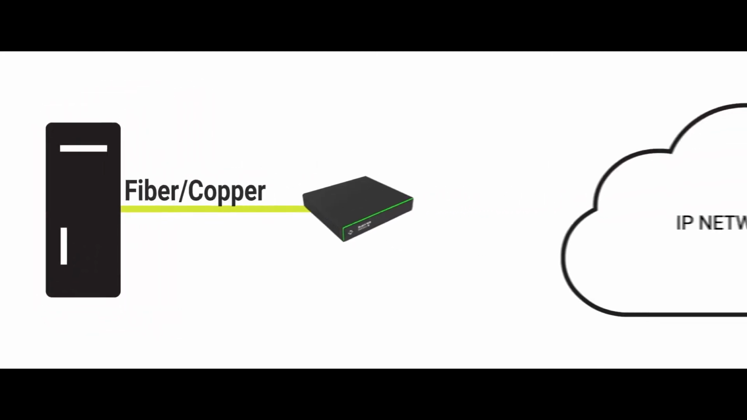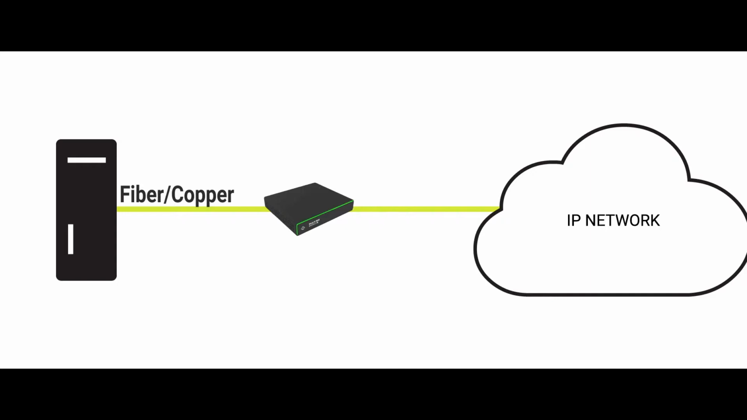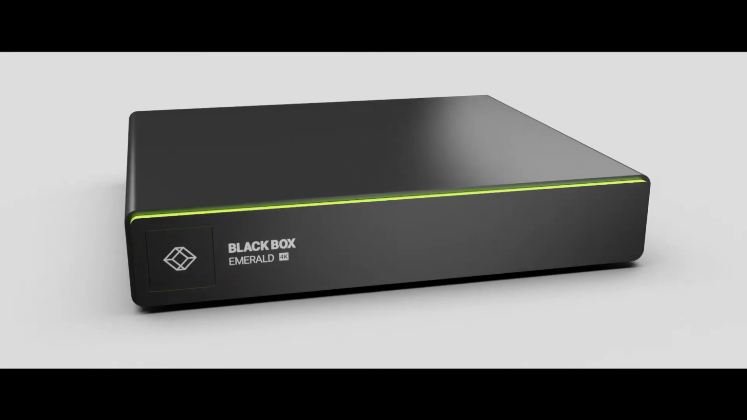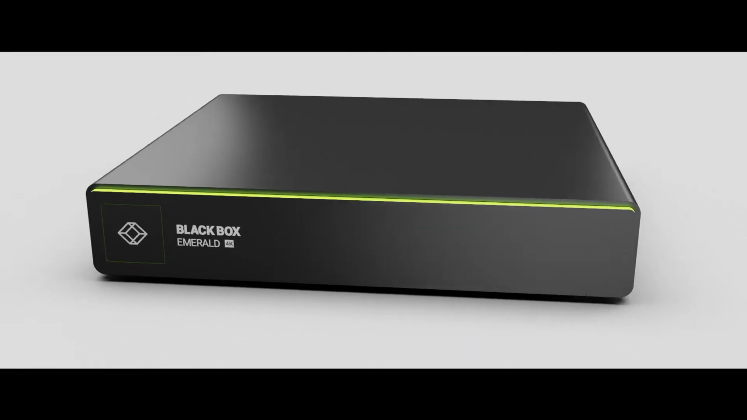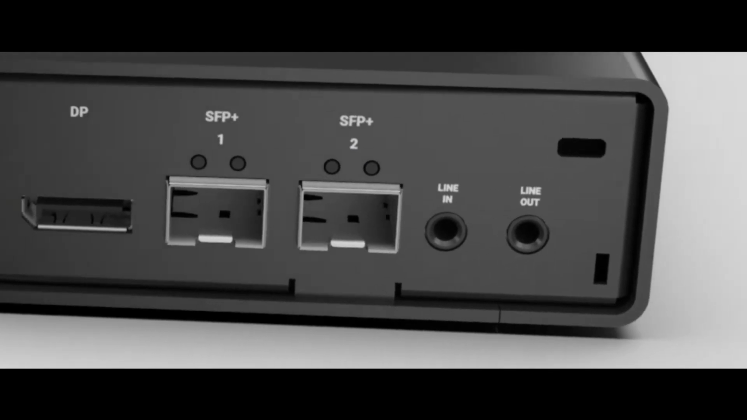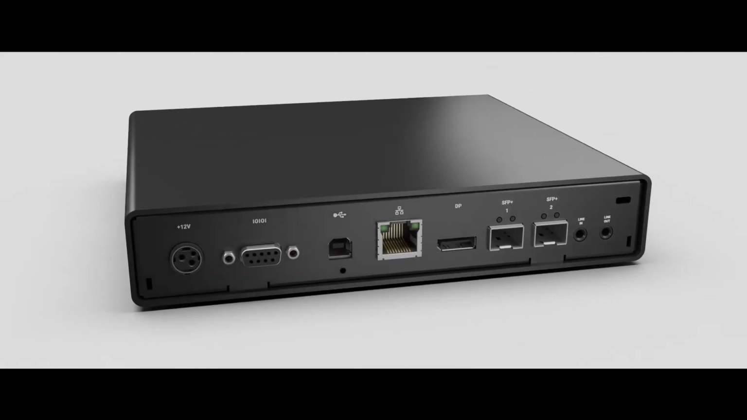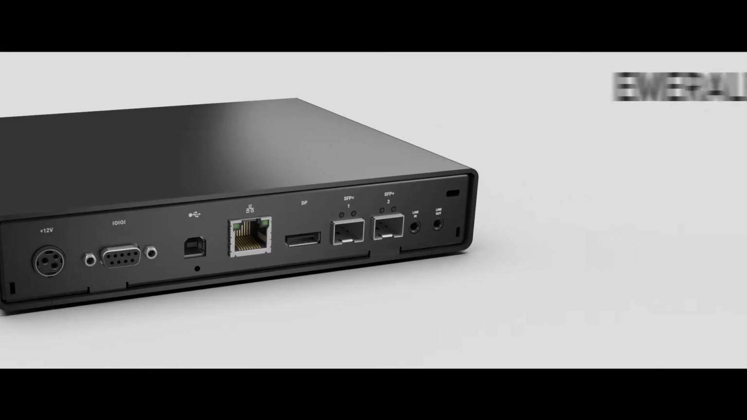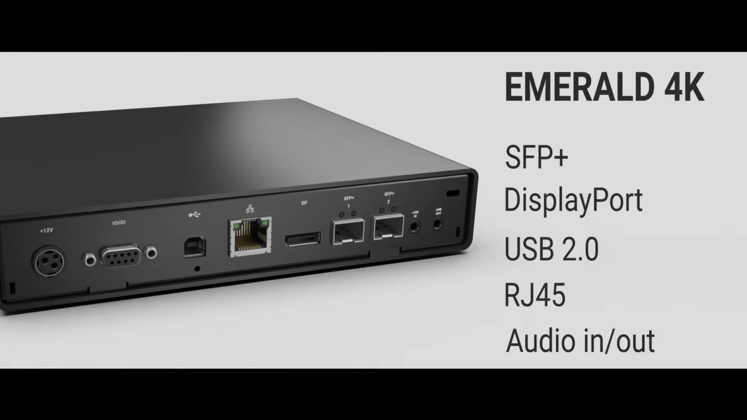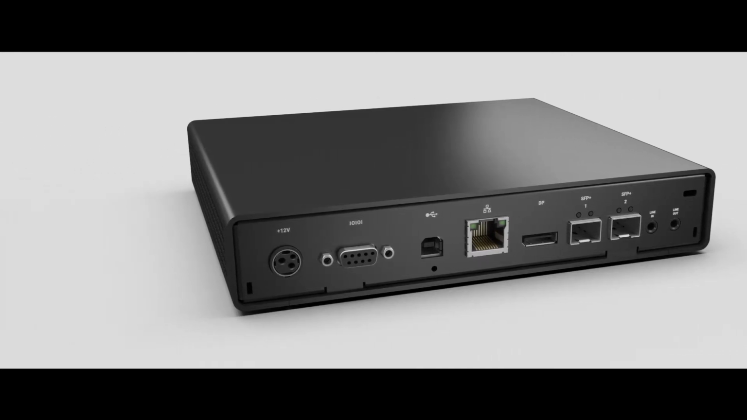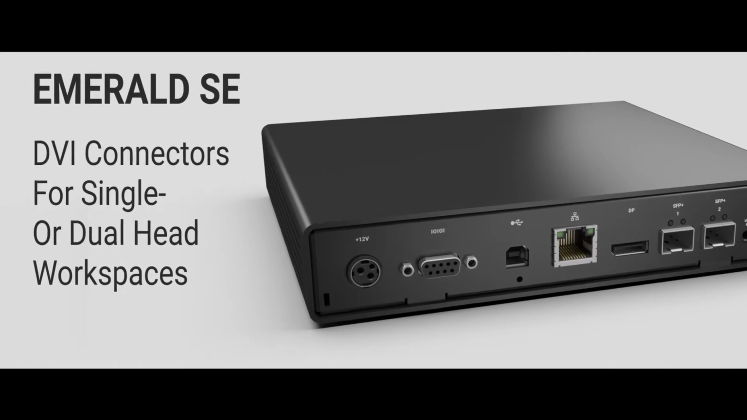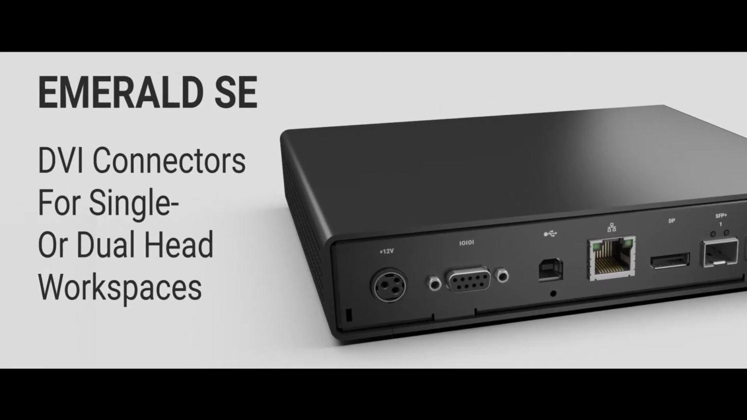Connect all of your sources with Emerald transmitters and connect them to an IP switch over copper or fiber cables using SFP modules. Emerald 4K comes with two redundant SFP Plus cages, a DisplayPort connector, four USB 2.0 ports, a management RJ45 port, and analog audio in and out. The SE version of Emerald provides one or two DVI connectors for single or dual head workspaces, supporting up to HD video resolutions.